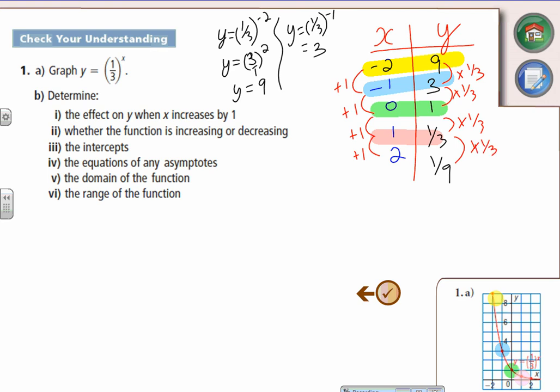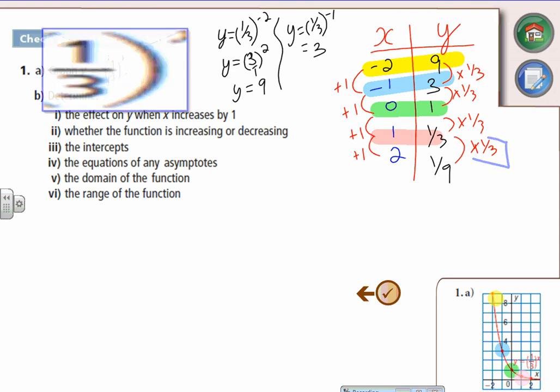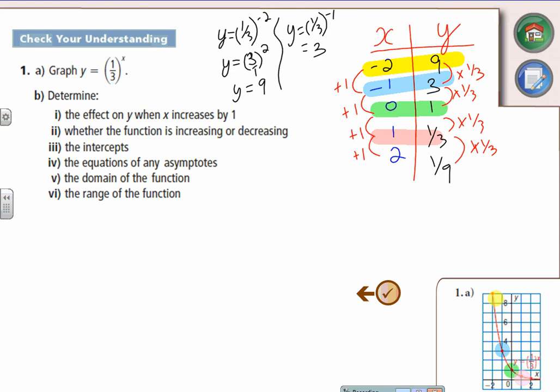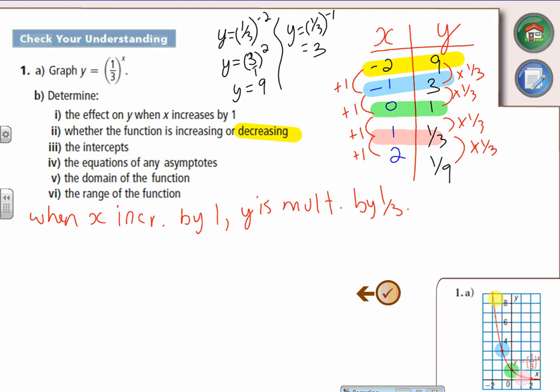Ooh, 1/3. That's an interesting one. Then we say when x increases by 1, the y is multiplied by 1/3. Now, is it increasing or decreasing? Well, that sure looks like it's going down. We read left to right. So we're talking about it as we go from left to right on the graph.